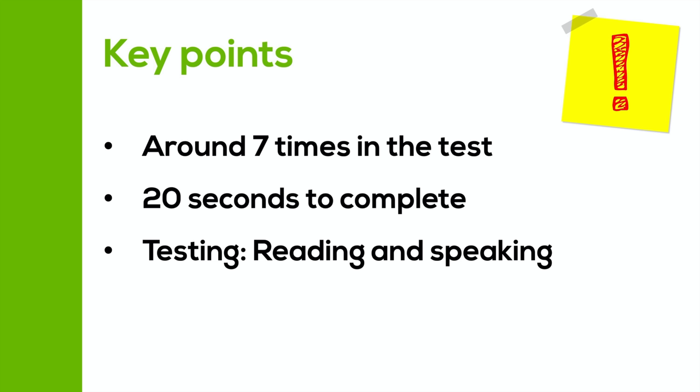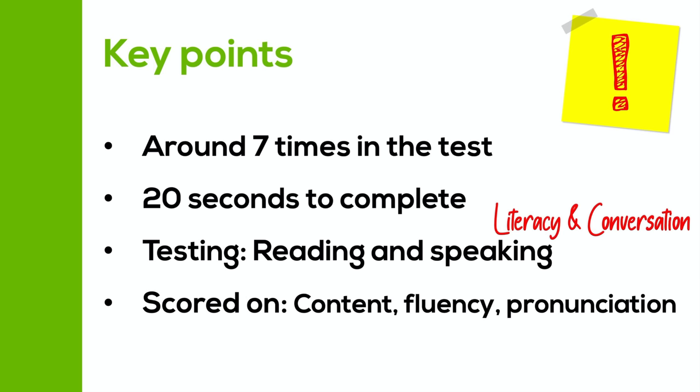Okay, back to it. And like I mentioned before, this tests your reading and speaking skills. So in the subscores on the Duolingo English test, that would be your literacy and conversation subscores. And you're scored on 3 things: content, fluency, and pronunciation. And that's what we're going to do in this video. I'm going to show you the different ways to improve your score in these 3 aspects: content, fluency, and pronunciation. By the end of this video, you'll know exactly how to answer this question type. So let's get started with content.